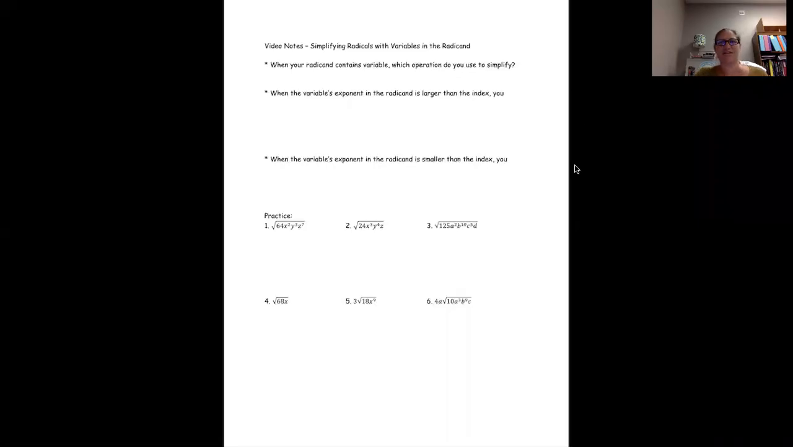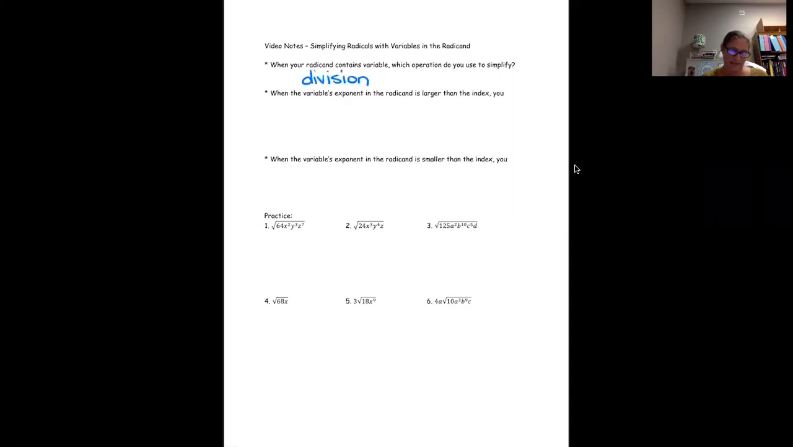Hey guys, we're going to continue our study of simplifying radicals, this time with variables in the radicand. When your radicand contains variables, and remember your radicand is the value under the radical sign, which operation do you use to simplify? You use division.